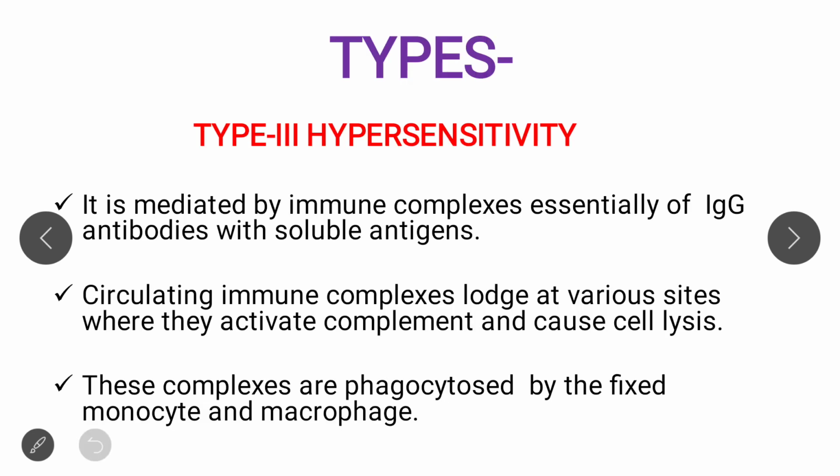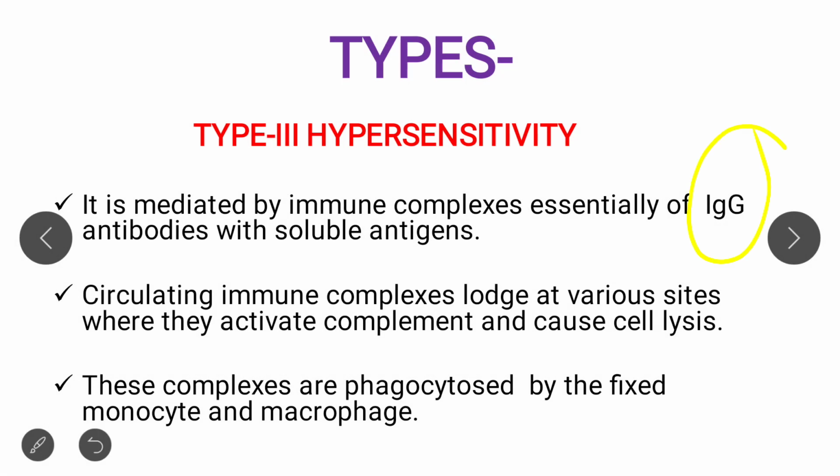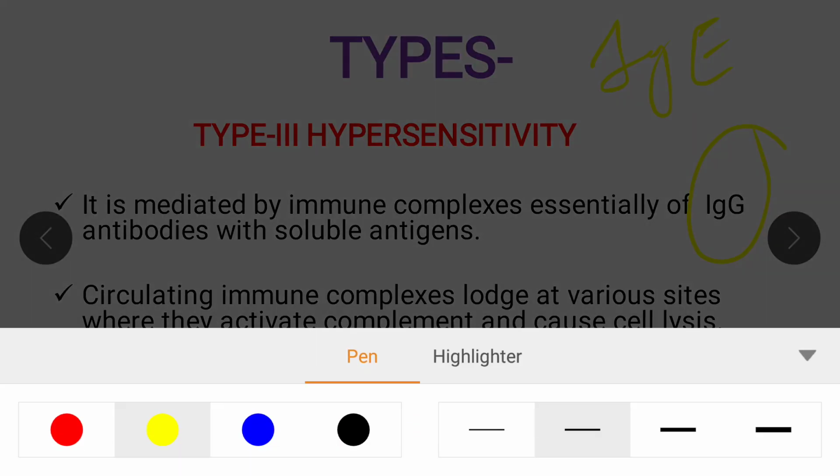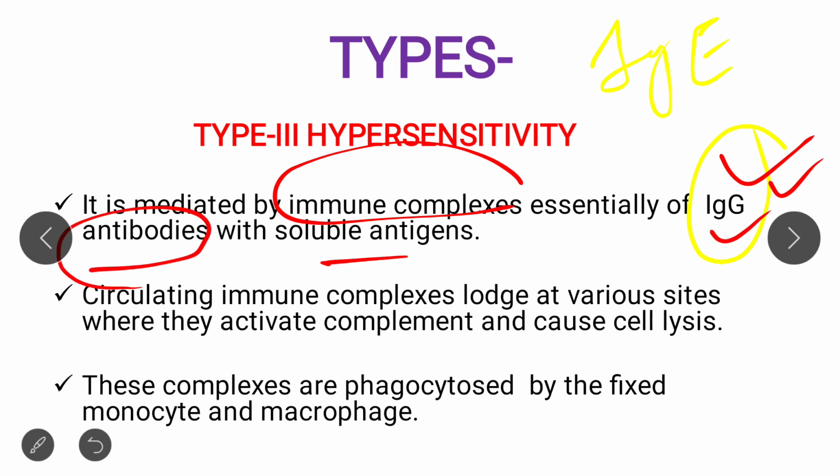The most important thing is which immunoglobulin takes part majorly in type 3 hypersensitivity, that is IgG. Okay, in type 1 it was IgE, I think you remembered. In type 2 it was IgM and IgG. In type 3 it was IgG. So a question may be asked that type 3 hypersensitivity is mediated by, and the answer will be IgG. Clear? And it is mediated by immune complexes, essentially of IgG antibodies, as I already mentioned, with soluble antigens.